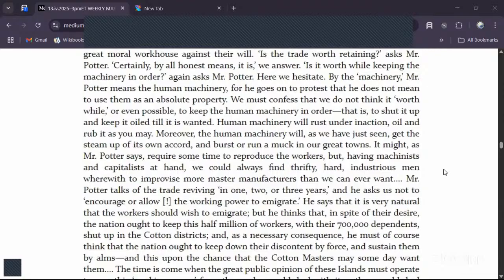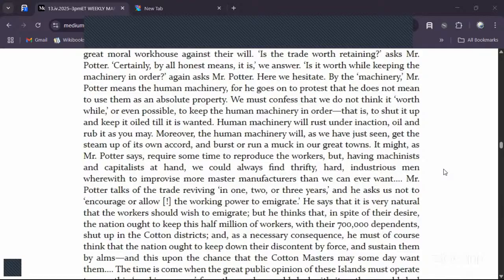It might, as Mr. Potter says, require some time to reproduce the workers, but having machinists and capitalists at hand, we could always find thrifty, hard, industrious men wherewith to improvise more master manufacturers than we can ever want. Mr. Potter talks of the trade reviving in 1 or 2, 3 years, and he asks us not to encourage or allow the working power to emigrate.